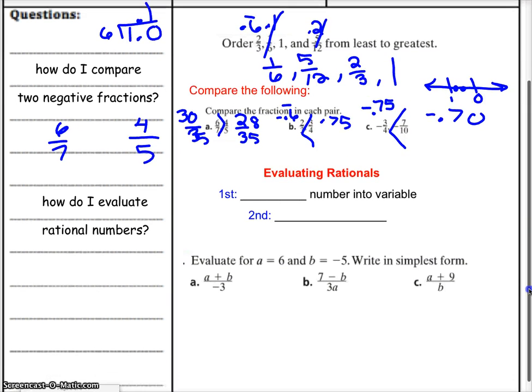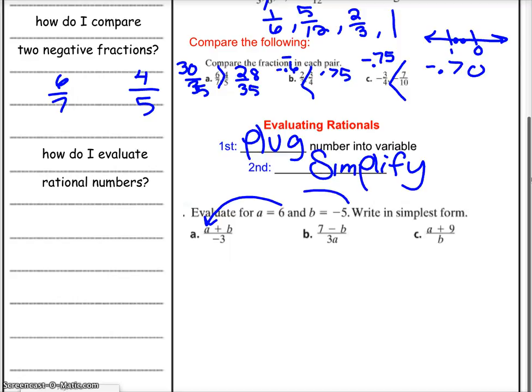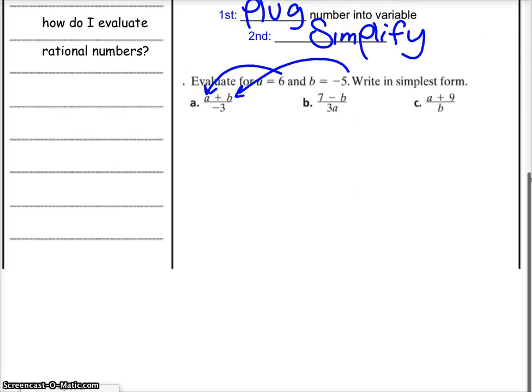And our last learning target for today is evaluating rationals. Same strategy as before, you plug in and then you simplify. Plug the number in and simplify. So evaluate the following for A equals 6 and B is negative 5. And we're going to write in simplest form. So the 6 is going to the A, the negative 5 is going to the B. So this would be 6 plus a negative 5 over negative 3, which is 1 over negative 3.